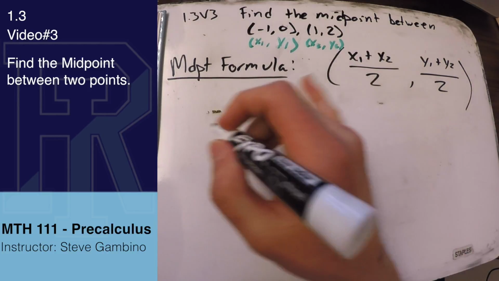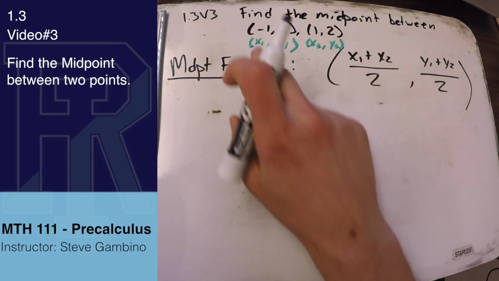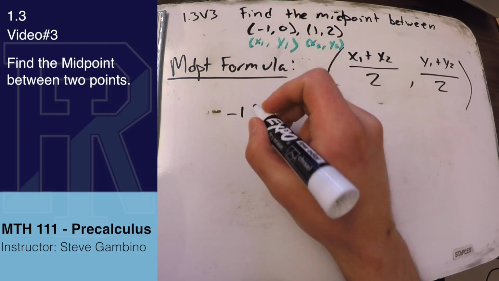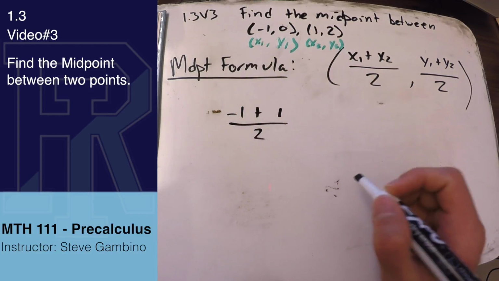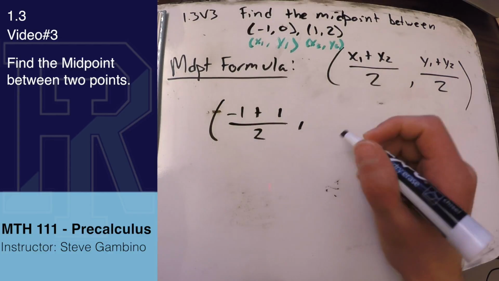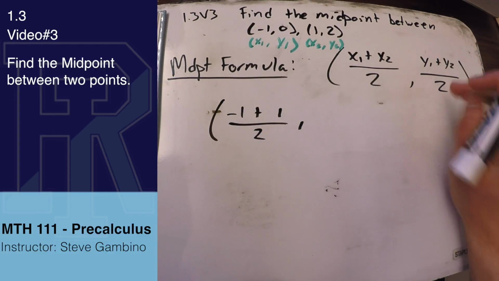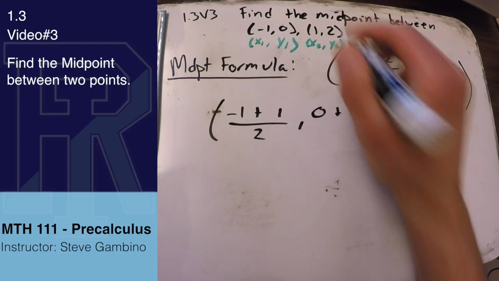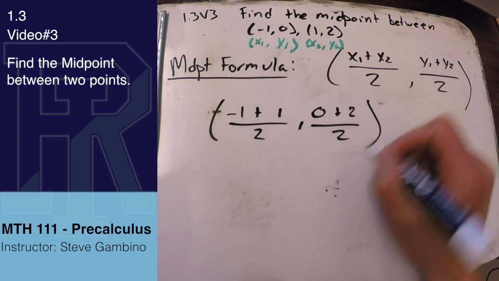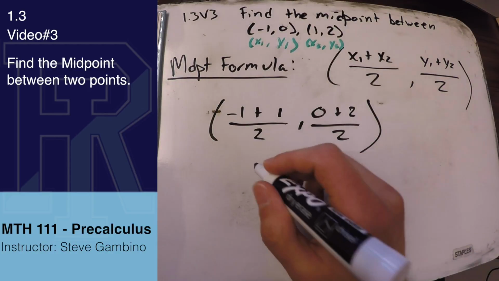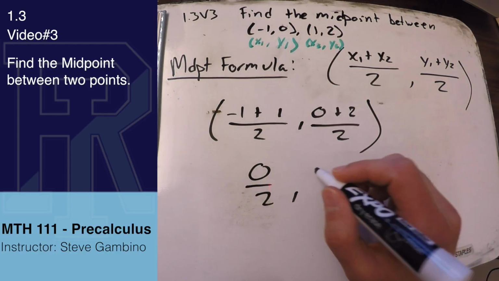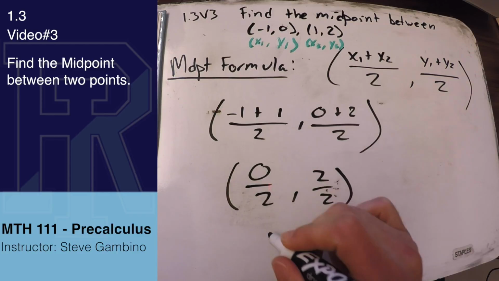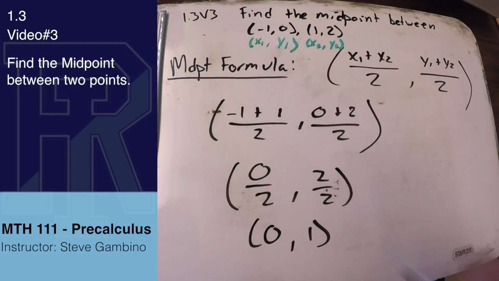So we have x1 plus x2 over 2 is going to be -1 plus 1 over 2, and that's going to give us our x-coordinate, and our y-coordinate is going to be y1, or 0, plus 2 over 2. And if we do out the arithmetic here, this is going to be 0 over 2, comma 2 over 2, which will be (0, 1). And that will be our midpoint between (-1, 0) and (1, 2).